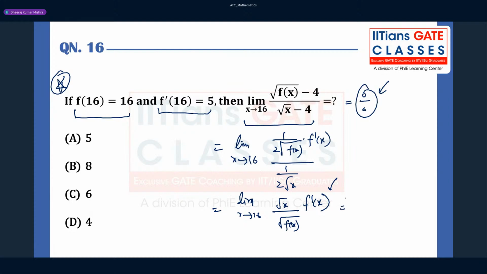Now you can plug in all the values. Root x is nothing but what? If you plug in x equal to 16, you will get 4, into f dash 16, which is 5. And root f(x) at 16 is root 16, so it will give you 4. So the 4 is gone, and the answer will be 5. You see how simple this question is.